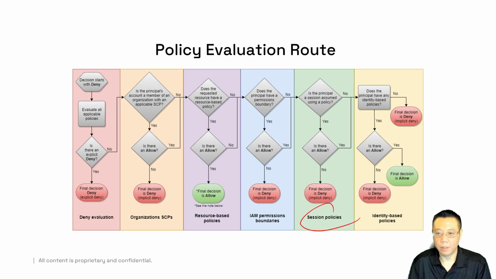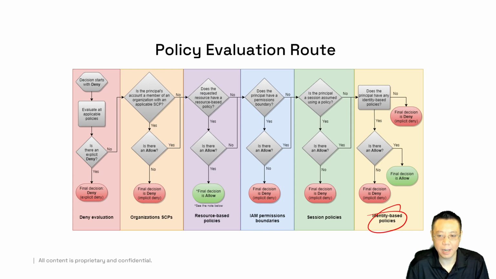Next, we go to the session policy. Okay, I have resource, I have IAM. Am I allowed to even assume the role to actually access EC2 resources or S3 resources? Is it an explicit allow? Yes, go to the identity-based policy and see if Dennis actually has permission from the systems administrator, or no, final decision deny. And of course, we finally go to identity-based policies, which is lastly evaluated.